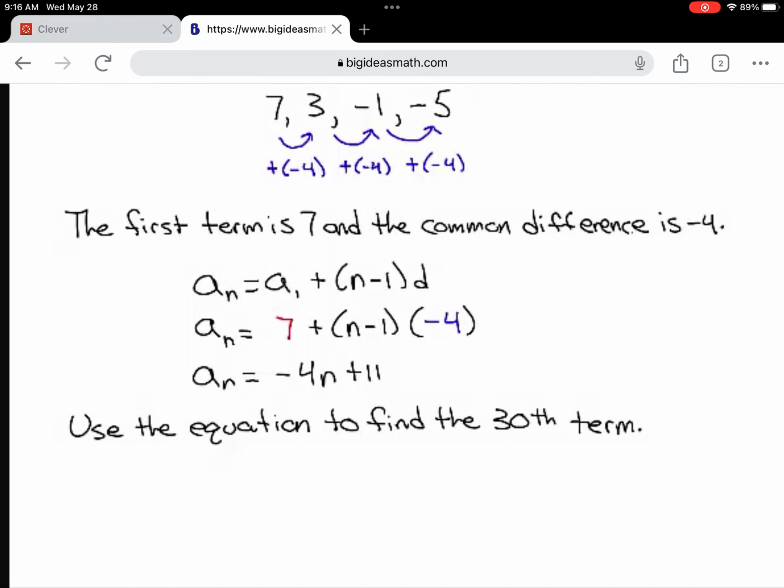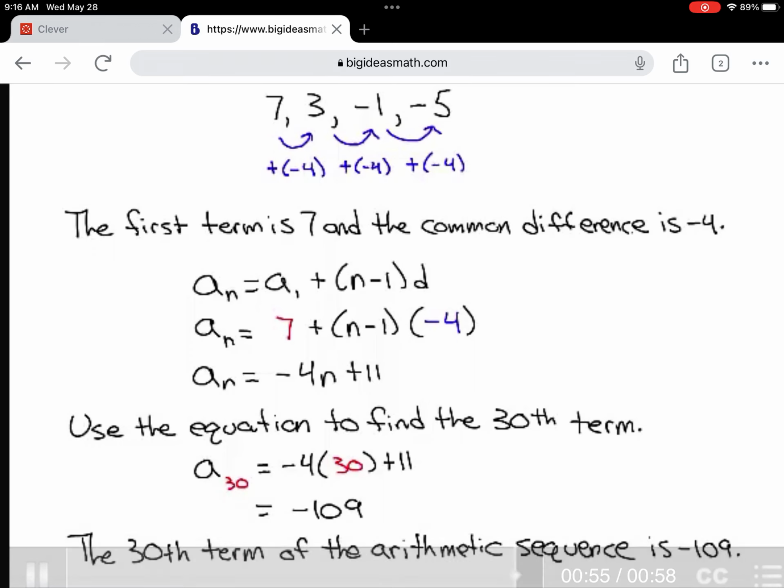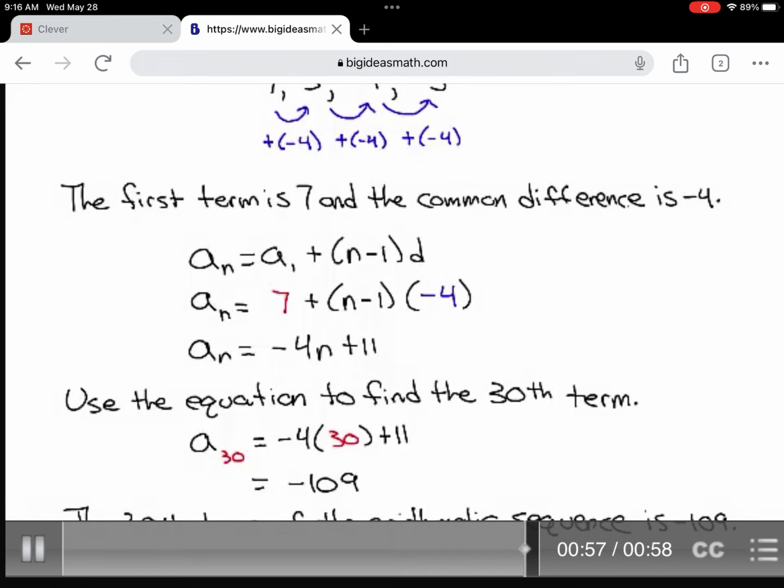Next, use the equation to find the 30th term. Substitute 30 for n. A sub 30 equals -4 times 30 plus 11, which simplifies to a sub 30 equals -109. So the 30th term of the arithmetic sequence is -109.